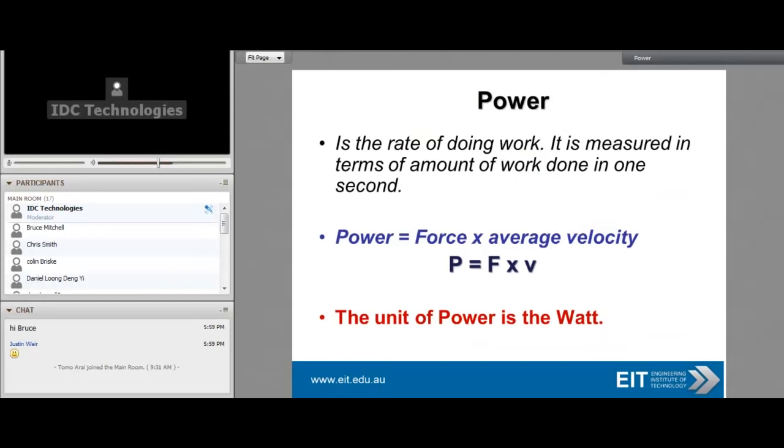Okay, now we're getting to some useful stuff. Power. Power is the rate of doing work. The way we can calculate power is by measuring the force multiplied by its average velocity. The unit of power is the watt. In industry, there are not many things that we measure in watts unless you're in electronics. Normally, the machinery that we're utilizing for driving pumps, compressors and conveyors is measured in kilowatts.